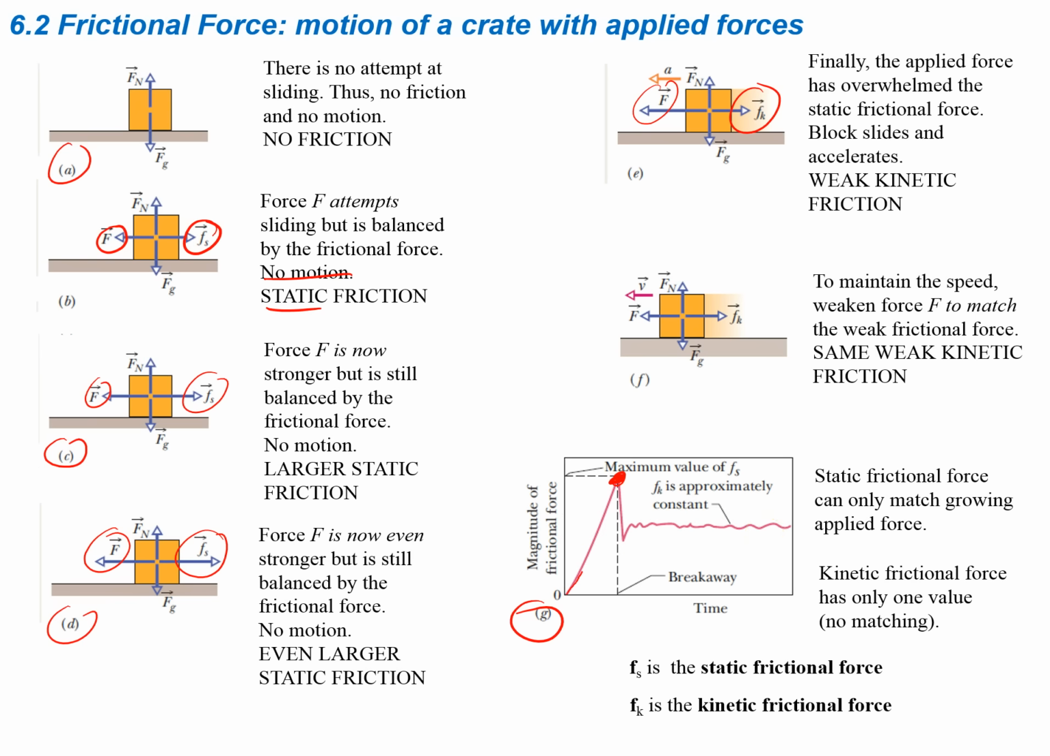So let me say that again. The static friction is going to require a lot more force to get it moving. Once it's moving, you need a lot less force to keep it moving at the same speed. So notice, to maintain the speed, a weaker applied force to match the weak frictional force is going to give you weak kinetic friction. So again, the variables we're going to use are little f subscript s and little f subscript k for static and kinetic.